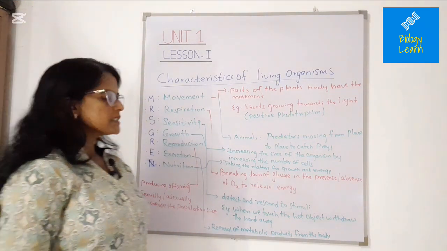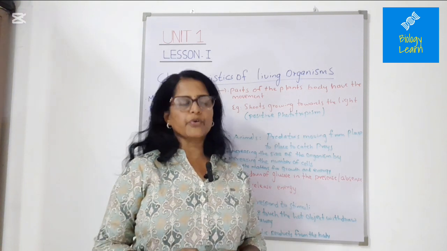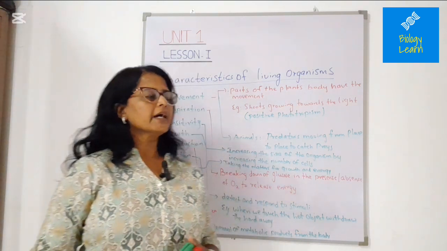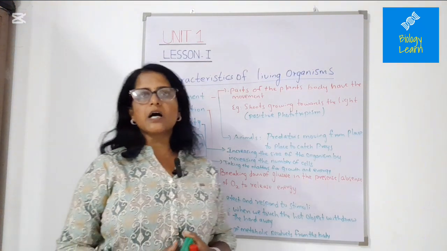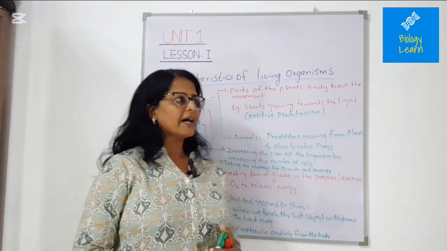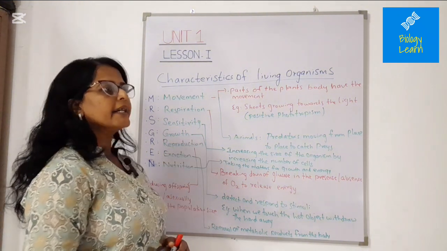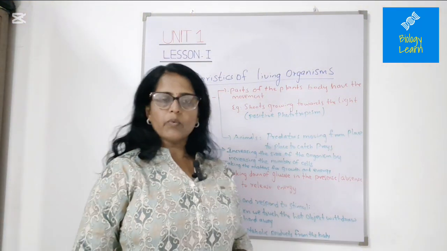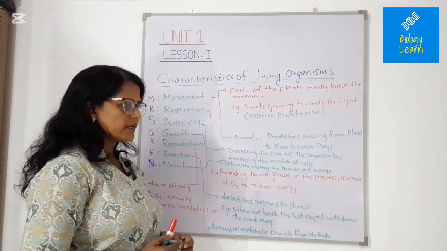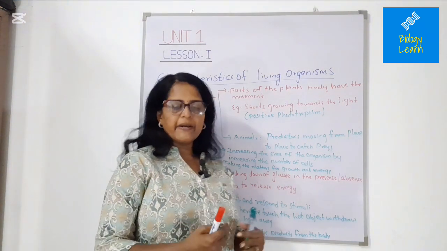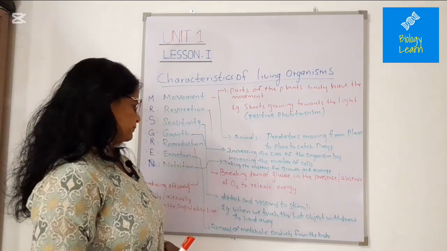Example, plants have their nutrition by the photosynthesis process. They are autotrophs. They produce their own food by using carbon dioxide, water and sunlight. What about animals? Animals depend on plants and on other animals for their nutrition.